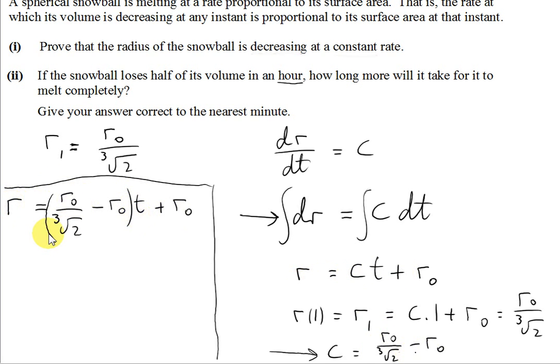We're interested in the time taken for the snowball to melt completely. When the snowball melts completely, the radius of the snowball will of course be 0. So we want the time for when r is 0. So we just set this equal to 0. So what do we get for t? Well, we bring the r0 over to the other side. It becomes minus r0. And we divide by the coefficient of t, which is this thing in here.